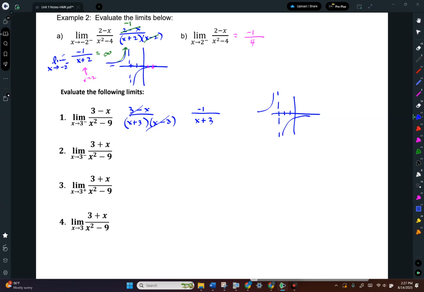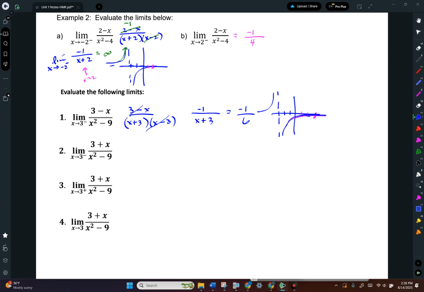Okay, so look at the question. It says, what's the limit as x approaches positive 3? In this case, if I plug in a 3, I'm going to have negative 1 over 6. So that means over here at positive 3, let me put it in different colors so you can see better, the y value is going to be approximately negative 1/6.